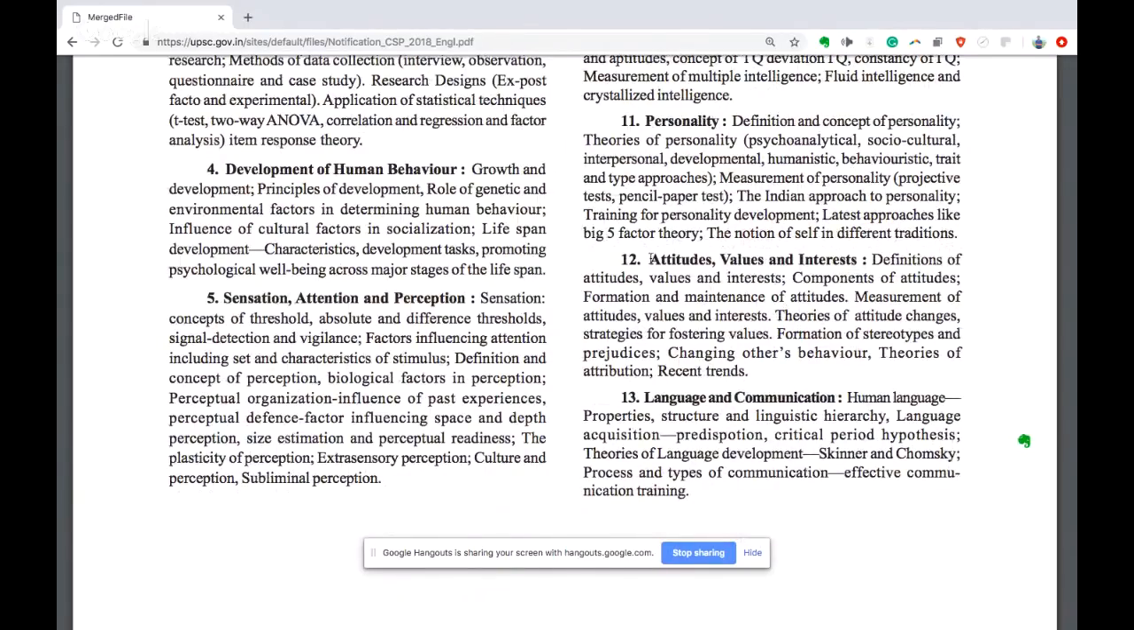Next is attitudes, values, and interests. Again, this chapter is also about theories, but some kind of application is there. For example, there are theories of attitude change. The best thing about this chapter is, although it is equally boring as the intelligence chapter, the good thing is that you will get to learn a lot of things from here which you can pick and use in paper 2.